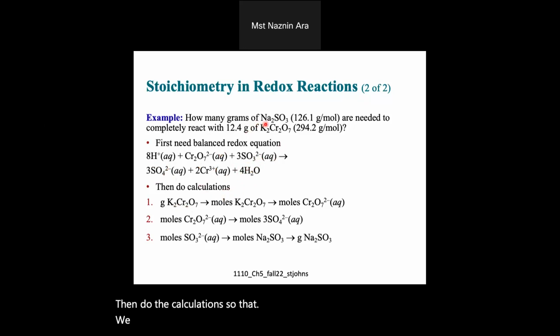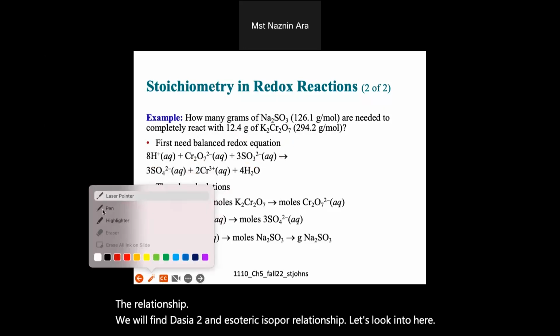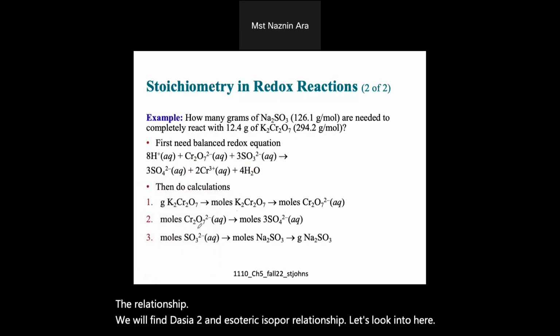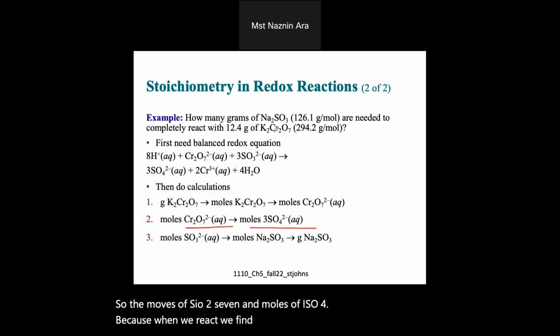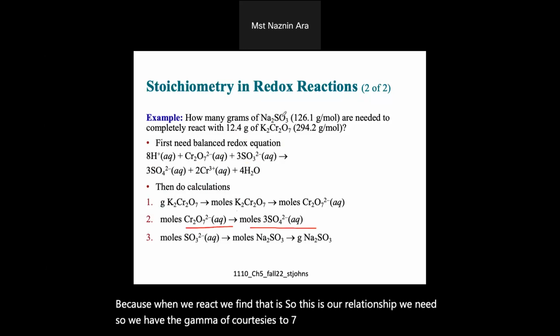So we have the grams of Na2SO3 we have to find out. We have the grams of K2Cr2O7. If we look into the relationship, we will find the Cr2O7 and SO3 relationship. Let's look into here. So the moles of Cr2O7 and moles of SO3, because when we react, we find the SO4. So this is the relationship we need. We have the grams of K2Cr2O7, but we need to find the grams of Na2SO3 needed.